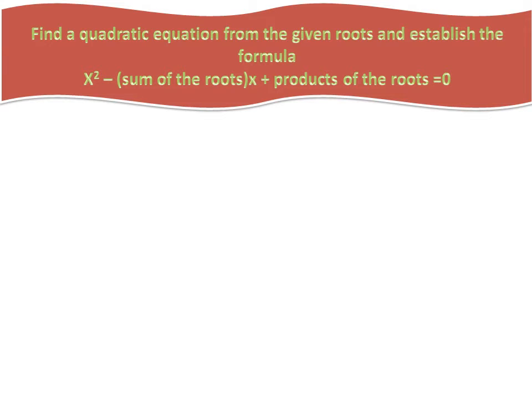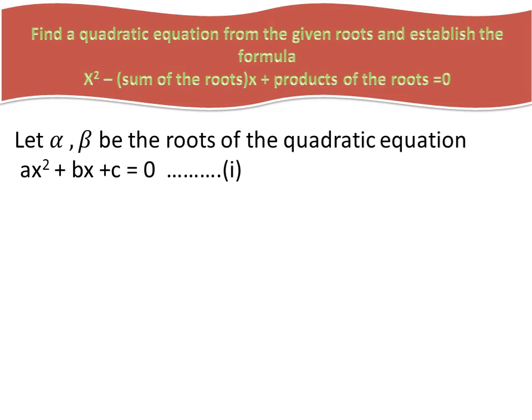We know that sum of the roots equal to minus b over a and product of the roots equal to c over a. First we will form the quadratic equation from the given roots and then we will establish this formula. We suppose that alpha and beta are the roots of the quadratic equation ax square plus bx plus c equal to 0.